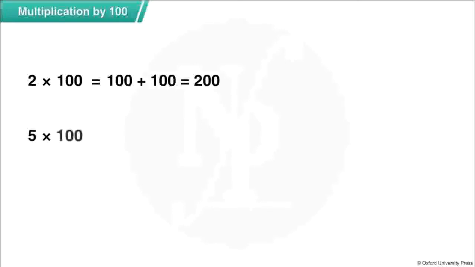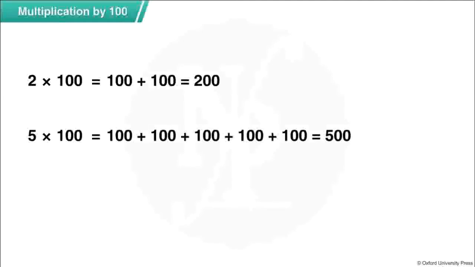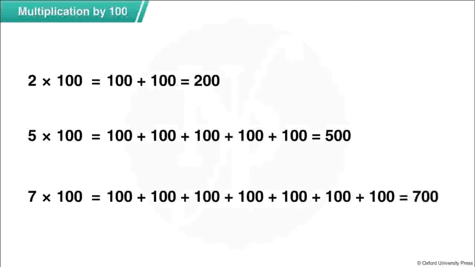Multiplication by 100. 2 times 100 is equal to the sum of 2 hundreds or 200. 5 times 100 is equal to the sum of 5 hundreds or 500. 7 times 100 is equal to the sum of 7 hundreds or 700. Now let us see how we can quickly multiply a number by 100.